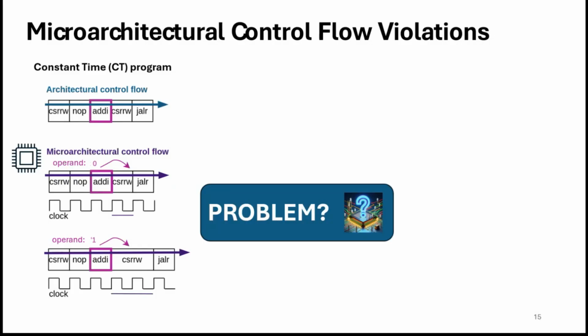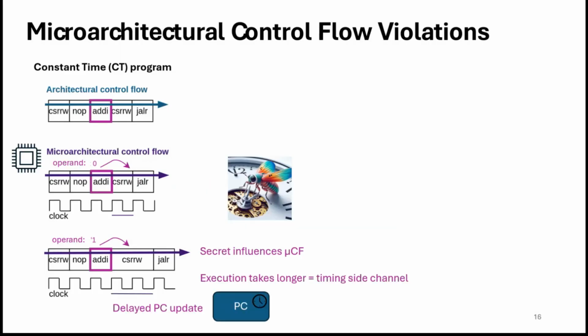So what's the problem here? Here we have a timing side channel. By measuring the number of clock cycles this sequence takes, we learn something about the operand. We learn that the operand is either all ones or 0.